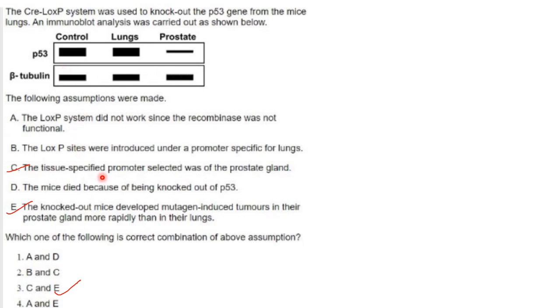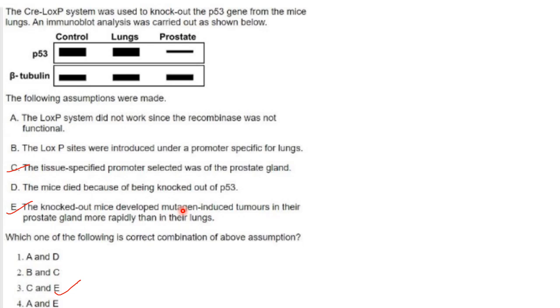Then the tissue specific promoter selected was of the prostate gland. That is correct. That is why it got knocked out in the prostate. The mice died because of being knocked out of p53. The mice did not have an immediate death. p53 knockout means it will develop cancer and then only it will die. So D is also not correct.